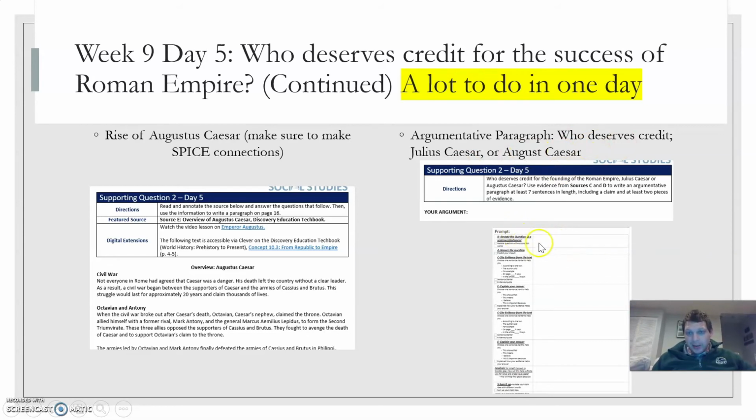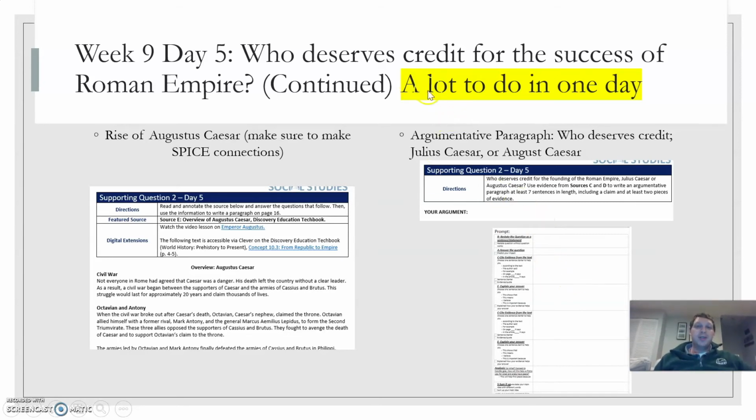My class is going to be using a modified RACE graphic organizer to help with our argumentative paragraph. And you'll see a screen capture of it down here. Feel free to use it if you want to. Talk to your social studies teacher. If you are my student, you're going to be using this.